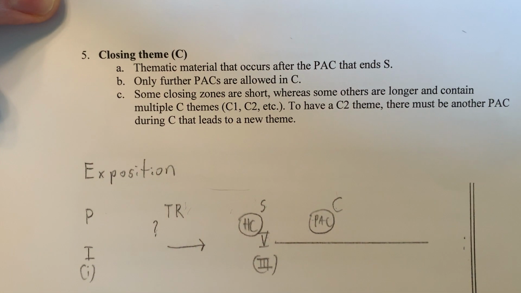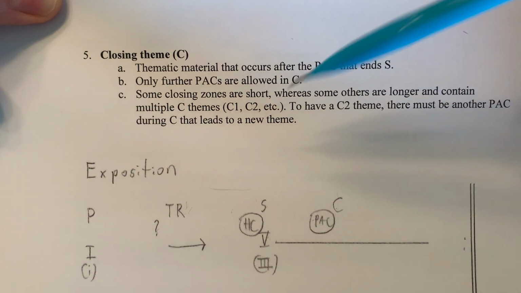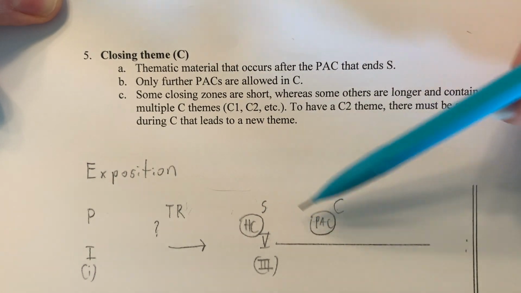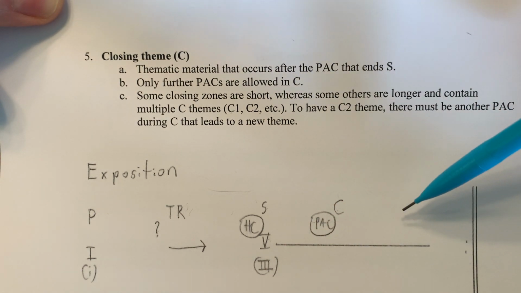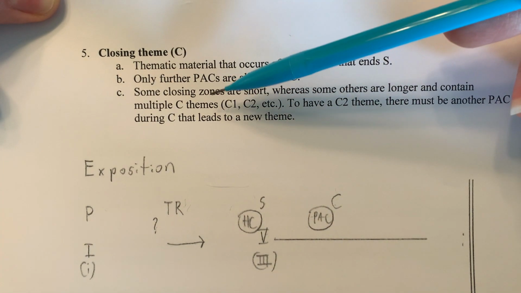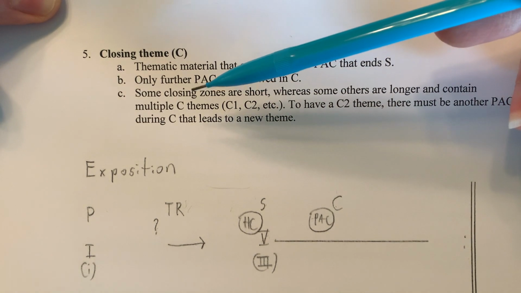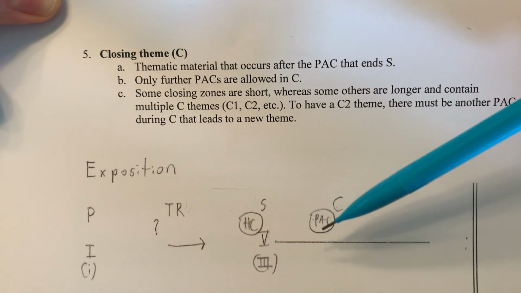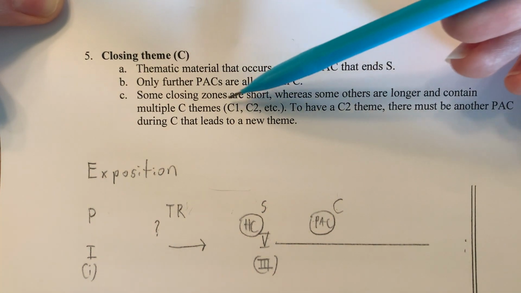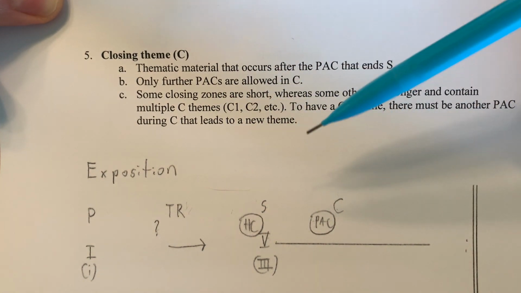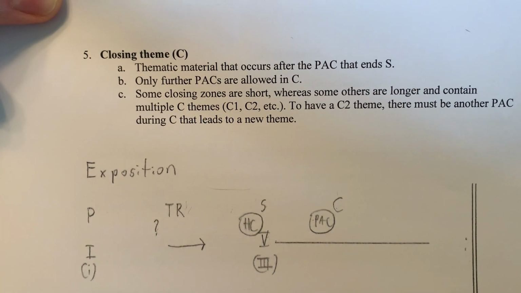If you get a longer S theme that really holds off the PAC for a long time, like if you're really just waiting and anticipating the PAC, then you're more likely to get a short closing zone. If, however, you get a shorter S theme and get the PAC relatively early, then you might get this multiple thematic C zone. You might get a C1, a C2, and so on.